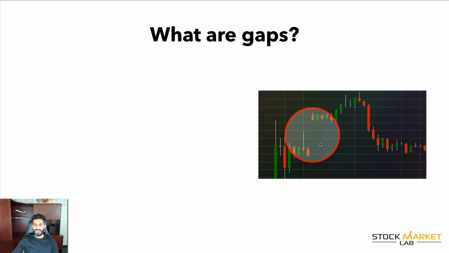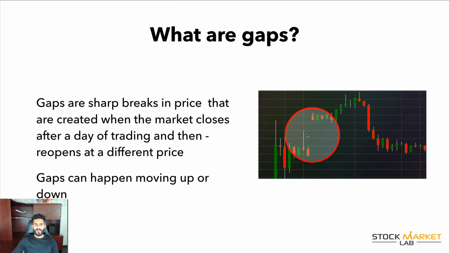As you can see here, this is what a gap looks like. Gaps are basically sharp breaks in price that are created when the market closes after a day of trading and then reopens at a different price. Stocks can gap up or gap down. They can gap both directions. In this situation, the stock gapped up. There's no trading activity here during normal market hours. The trading activity that happened here happened in pre-market or after hours.